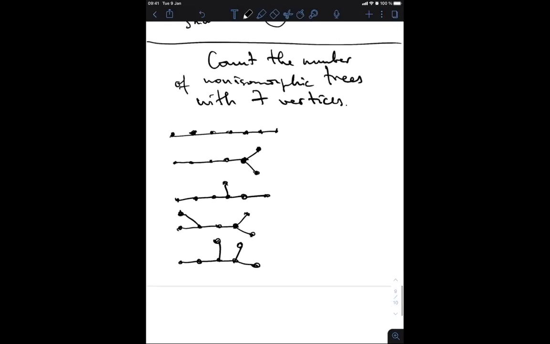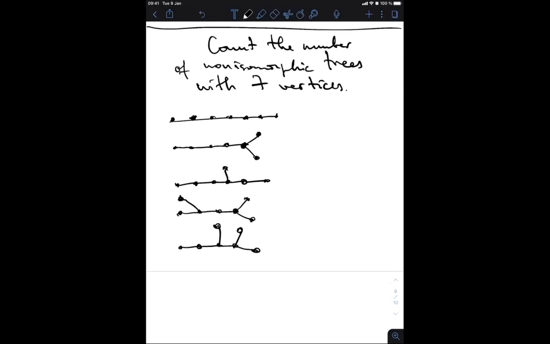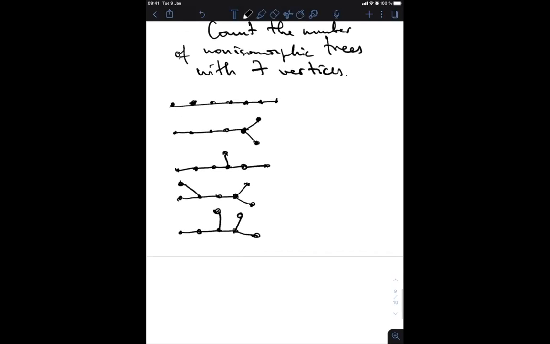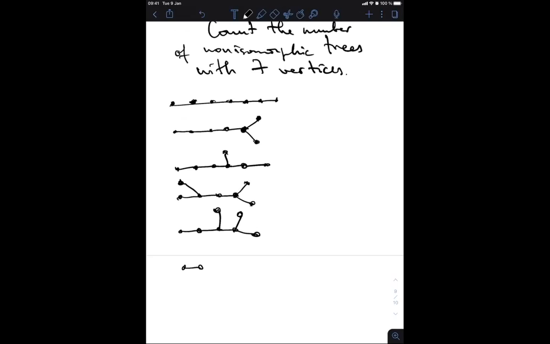Let's see. Yes, so there is no other way to do this. So we cannot have three vertices of degree 3. This is impossible. But we can have a vertex of degree 4. So of degree 4 now, let's see, 1, 2, 3, 1, 2, 3. So this is 1, 2, 3, 4, 5, 6. Okay, let's see, like this. This is one option.